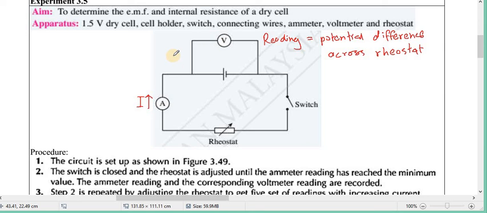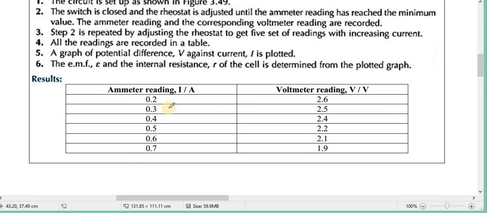Basically, we want to look at the relationship between the current and potential difference when the current is getting higher and higher. What will happen to the potential difference? Okay, so you see, this is the result. As the ammeter reading, that means the current, gets bigger, from small to big, the voltmeter reading goes from big to small.